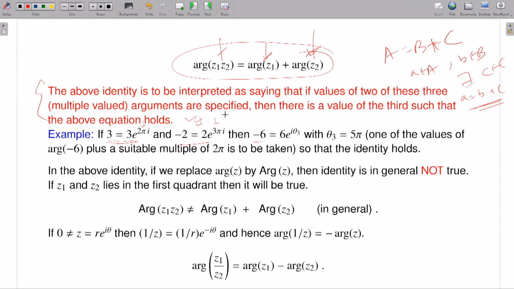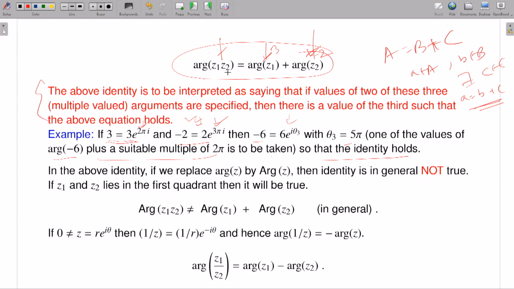So that means two members from two sets are specified. Then it says that there exists a theta 3, which is 5 pi, one of the values of the argument of minus 6, plus a suitable multiple of 2 pi I can take, so that this identity should hold. So therefore, if I have 3 and minus 2, and 3 and minus 2 already specified one value from the argument set. So this is 2 pi and 3 pi.